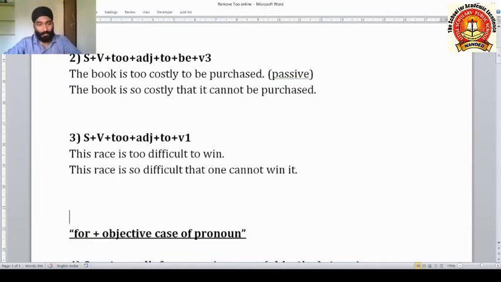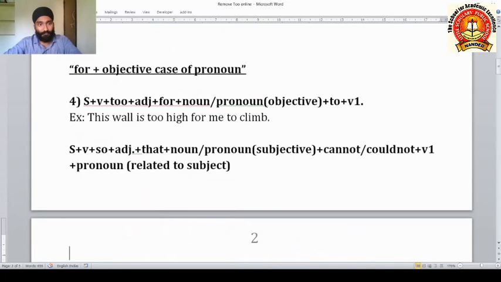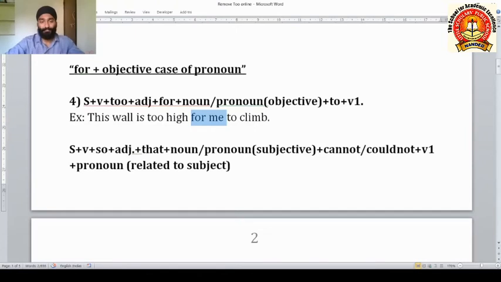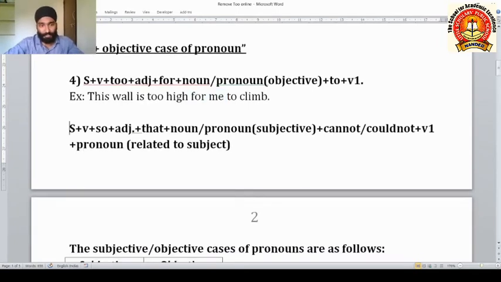Now let us come to the next type. If "for" plus the objective case of the pronoun comes, such as in the fourth structure of the sentence, let us see the example. This wall is too high for me to climb. Here "for" and "me", this is "for" plus objective case of pronoun, or any noun comes sometimes. So here, how to convert such a sentence using "so that"? Let us see, this is the structure for the conversion.